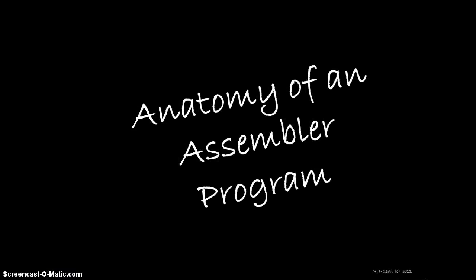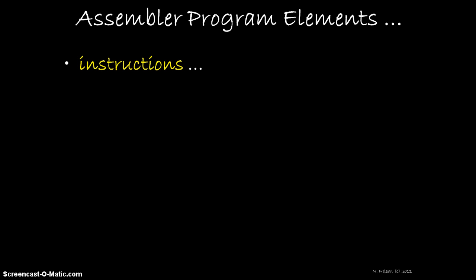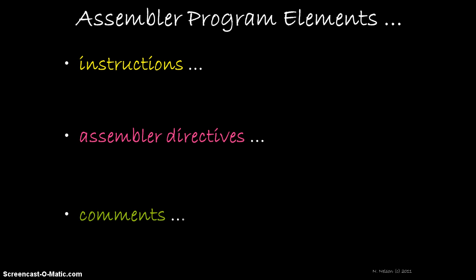Anatomy of an assembler program. There are three main elements found in every assembler program: the actual instructions, some directives to the assembler itself, and hopefully enough comments to sufficiently document what's happening in the program. The instructions are the heart and soul of the program. They define exactly how a certain task is to be done. Once a set of instructions is assembled, the processor can actually run or execute the program.